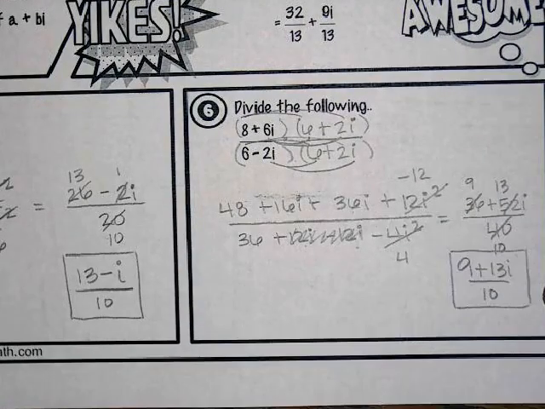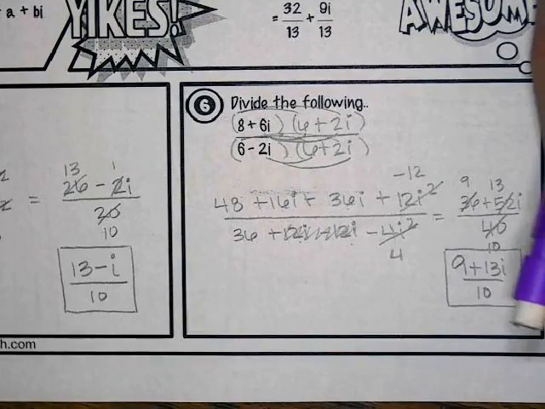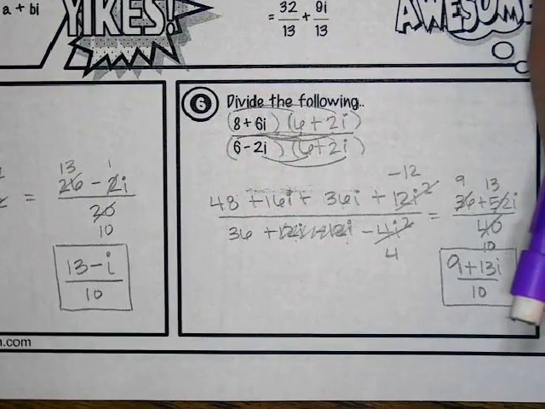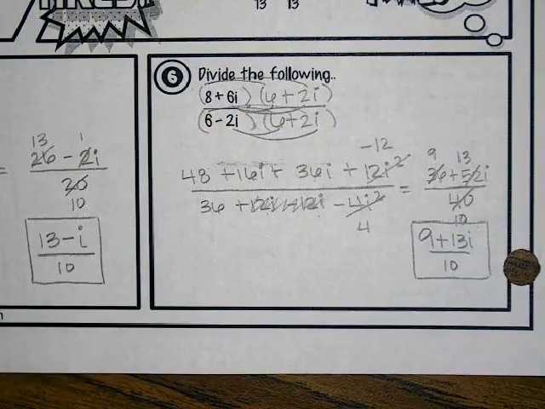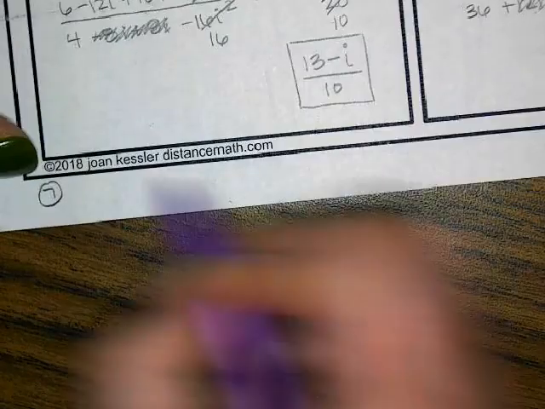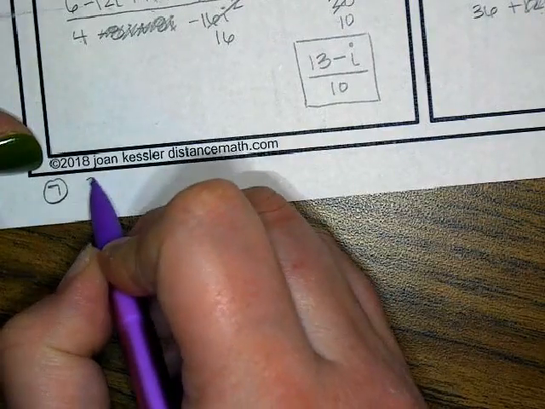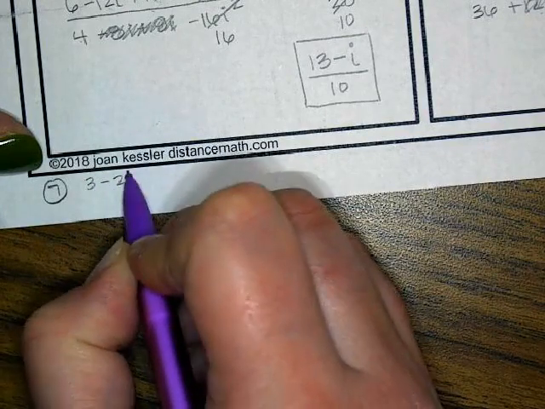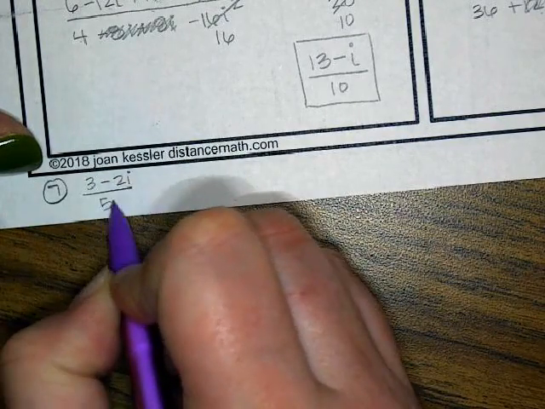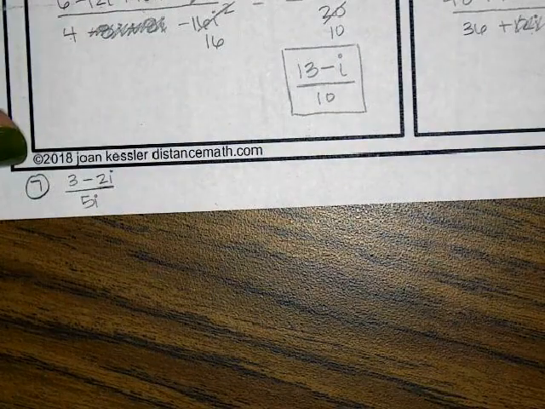Okay, this does not have all the types of problems, so there are some problems that might be a little bit simpler. So I'm going to add just a couple examples that are more simple, just in case you see some of those. So we're going to add example 7. Let's say we had 3 minus 2i divided by 5i.